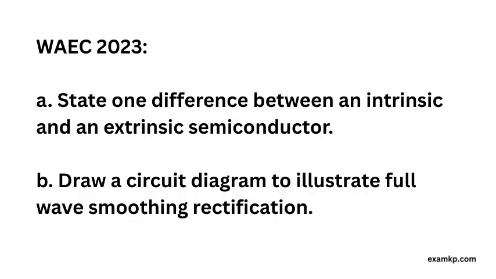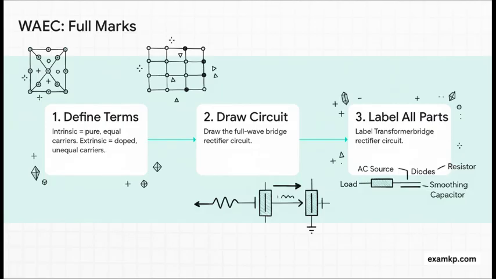Here's exactly how you get full marks. For the first part, give a clear and simple definition. Intrinsic semiconductors are pure, and the number of electrons equals the number of holes. Extrinsic semiconductors are doped with impurities, so the number of charge carriers are unequal. For the second part, the diagram is everything.